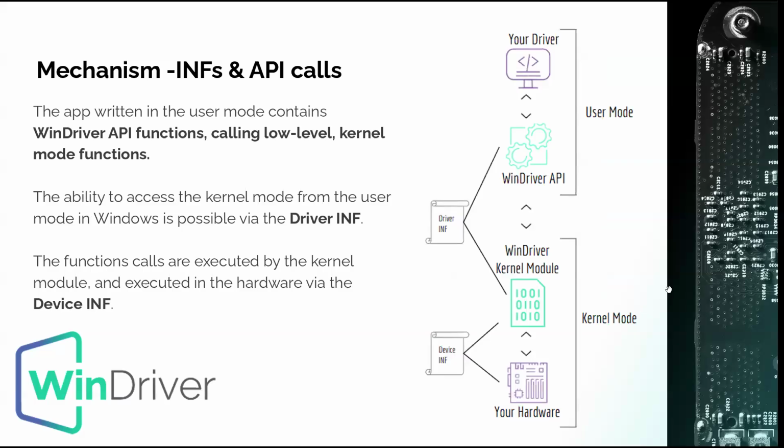So let's take a look at what happens behind the curtains. How does it work? In user mode, your application uses WinDriver API functions to call low-level kernel mode functions. The bridge between user and kernel mode is handled through the driver INF, executing functions in the kernel and interacting with the hardware with the device INF. This architecture is what keeps things efficient, secure, and flexible.